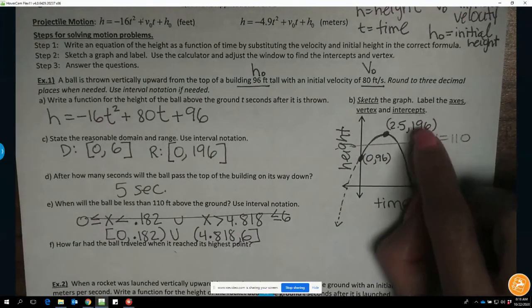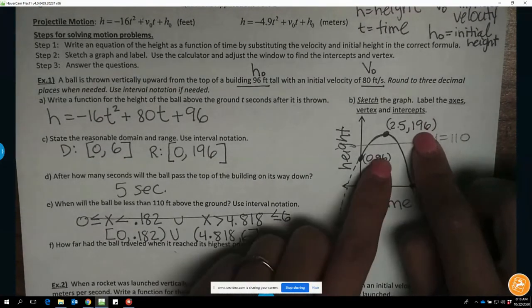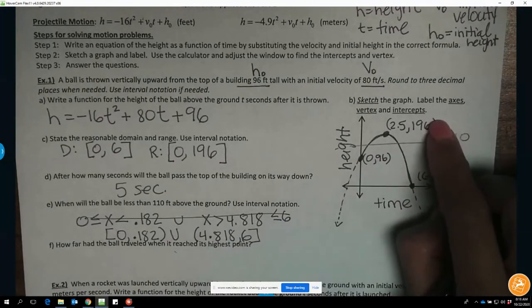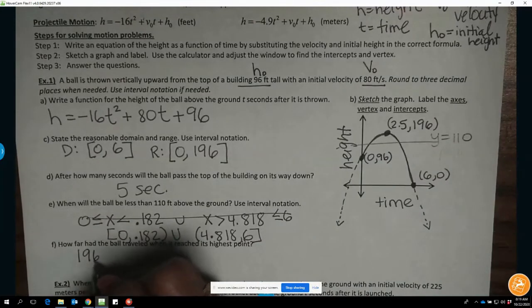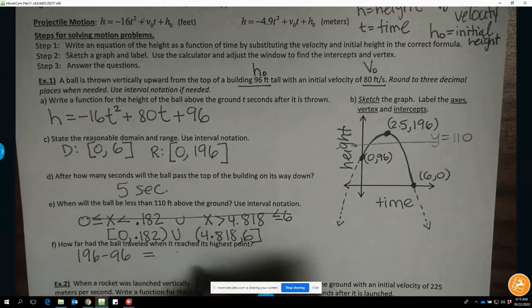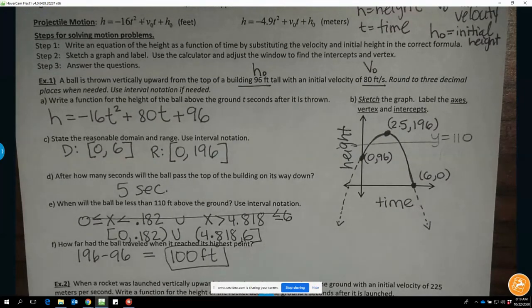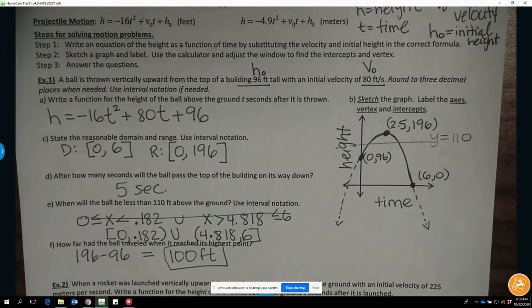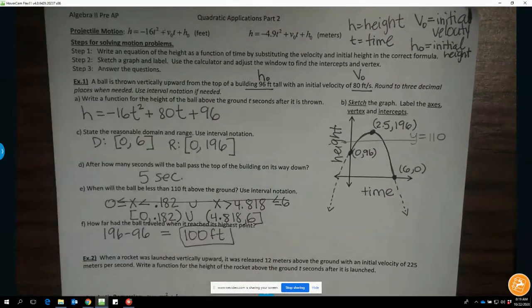That's the highest height, 196 feet. However, the ball started at 96 feet. So here, I need to do 196 minus 96. So the ball had only really traveled 100 feet when it reached its highest point. So that's how you do an example with projectile motion. And make sure you're just familiar with that practice for the homework tonight.